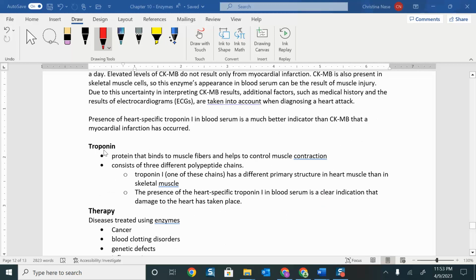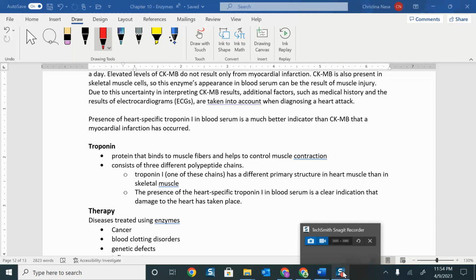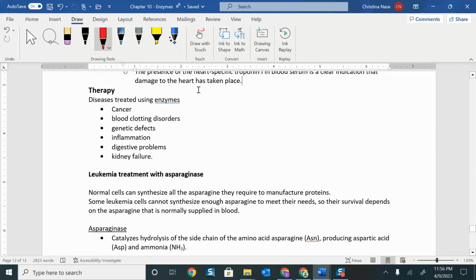However, troponin, if you have elevated troponin in your blood, then that's a much better indicator. So troponin is a protein that binds to the muscle fibers and helps control the muscle contraction. It consists of three different polypeptide chains. Troponin I has a primary structure in the heart muscle that's different than in your skeletal muscle. So it's going to be a little bit different. That'll be a much better indicator that a heart attack has taken place.